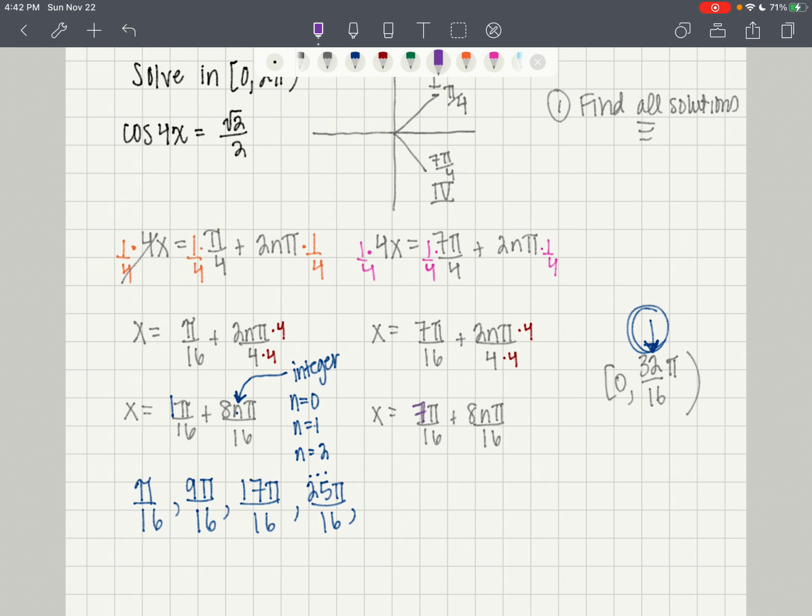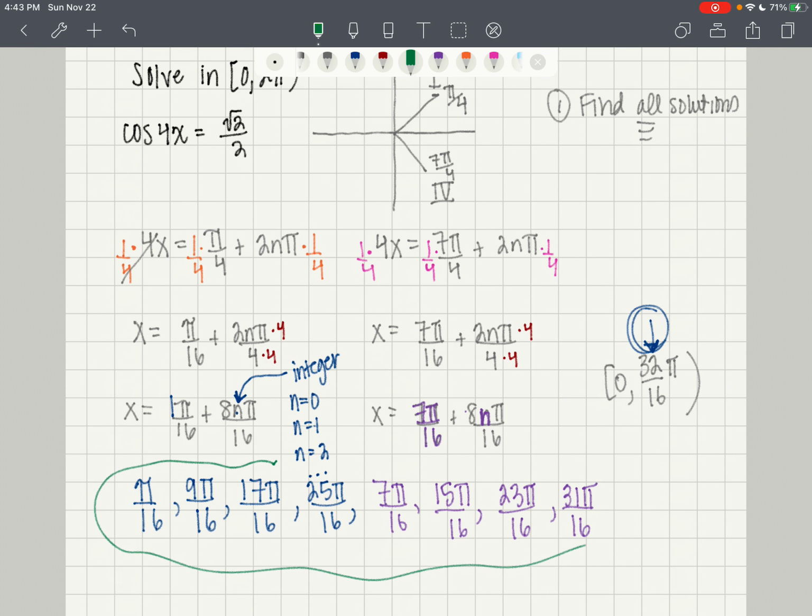Now I'm going to do the same thing with 7 pi over 16. 7 pi over 16 plus 0 is 7 pi over 16. Then I'm going to add 8 to my numerator, and I get 15 pi over 16. Then I add 8 again, and I get 23 pi over 16. And I add 8 one more time, and I get 31 pi over 16. If I add 8 again, I exceed 32 pi over 16. So here are all of my solutions.